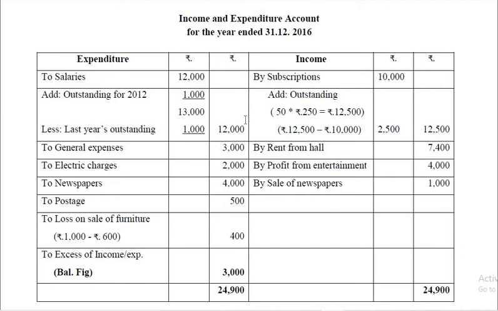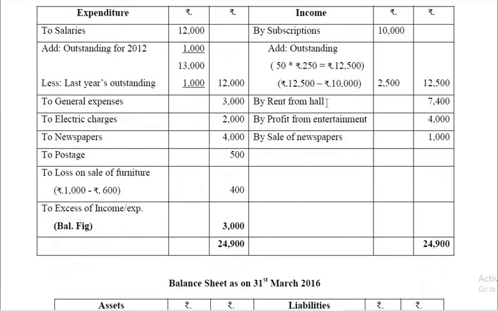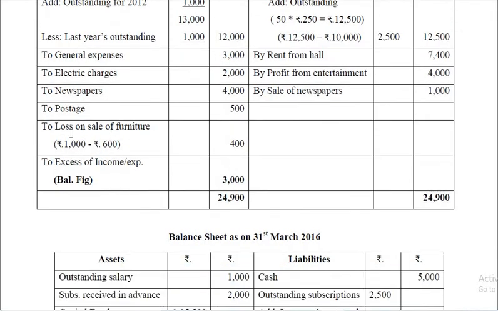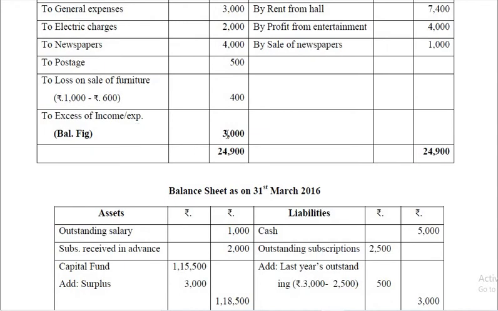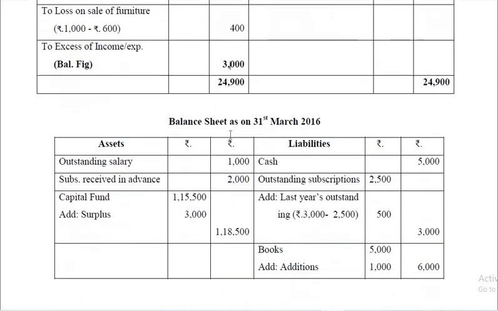Look at the income and expenditure account. Subscription 10,000 received, whereas you should have received 12,500 at the rate of 250 per member for 50 members. So the difference is nothing but outstanding. Outstanding subscription 2,500. Rent from hall, yes. Profit from entertainment, sale of newspaper, yes. Salaries, of that 1,000 is relating to last year, 1,000 outstanding for the current year. General expenses, electricity charges, newspapers, postage. Okay, then loss on sale of furniture. This is the book value, cost value minus amount realized. So this is the surplus, or excess of income over expenditure, 3,000. This will be added to the capital fund in the closing balance sheet.